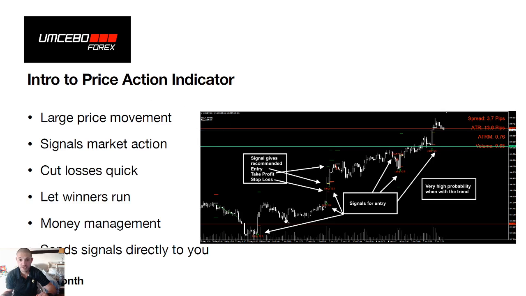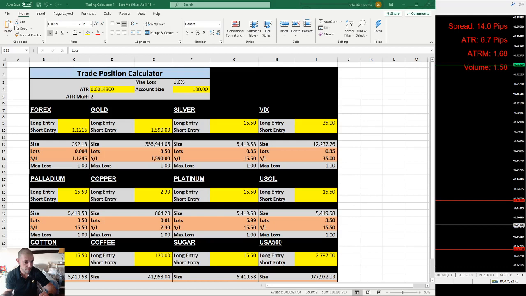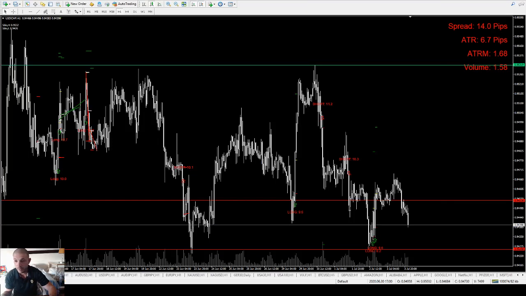Okay, price action indicator, this is what we use. This is our proprietary system. It's an indicator. It sends us signals, and we trade this on a daily basis. What I'm going to do now is shoot across to our trading calculator. First, let me shoot across to a MetaTrader account. Okay, let's go to a MetaTrader account. This one. Okay, there we go.